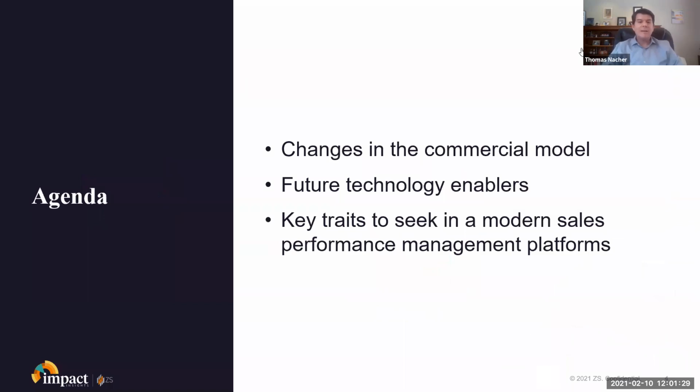Thanks, Emma. And hi, everyone. So today we're going to be discussing the key traits to seek in a modern sales performance management platform. And we're going to do this in three parts.